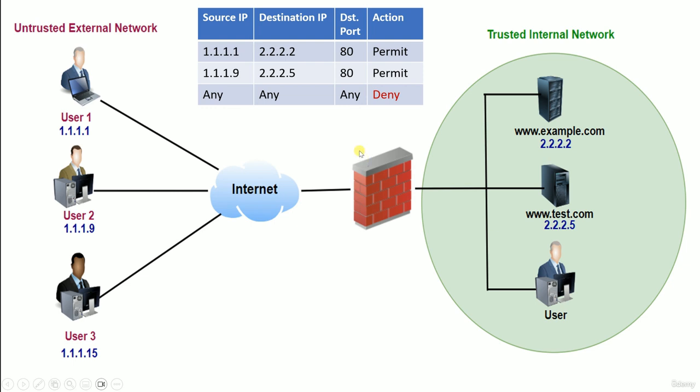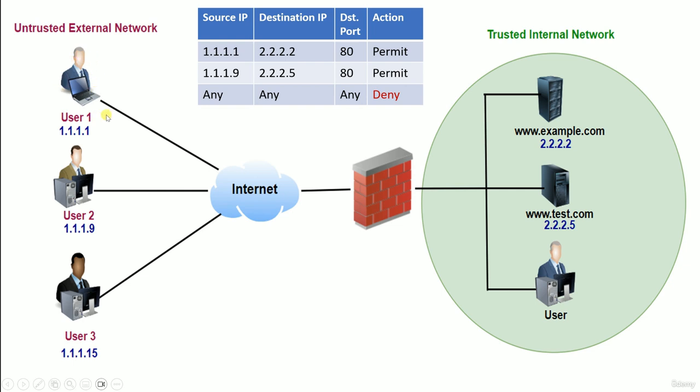Okay, so it would have a simple security policy. If you refer to the legacy network firewall, you'd see a very simple security policy like this, because it works only on layer 3 and layer 4. So you'll see source IP information, destination IP information, as well as the destination port and the action. I have some 3 simple rules here. When user 1, who has the IP address 1.1.1.1, wants to connect to example.com, which has the IP address 2.2.2.2, using HTTP, destination port 80, it is set to permit.